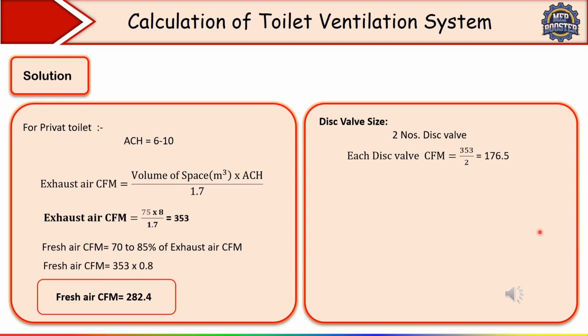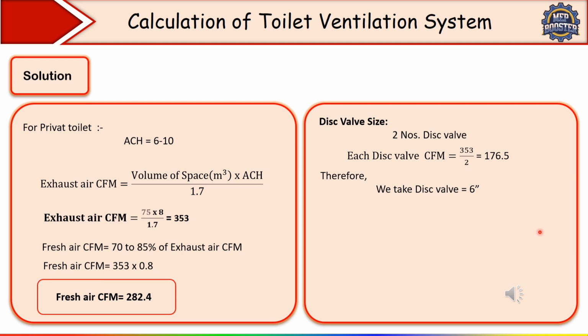So here you have to select the number of 4-inch disc valves, or otherwise if you want to select the 8-inch, so with the help of one disc valve you can extract that much amount of CFM. Suppose here I have selected a 6-inch disc valve. Okay, we take a 6-inch disc valve.